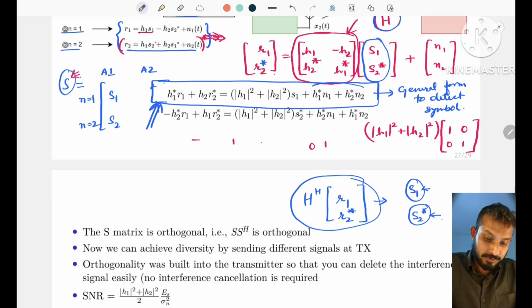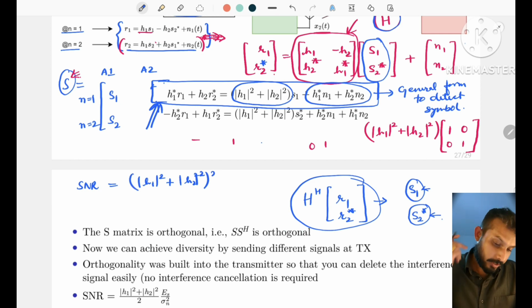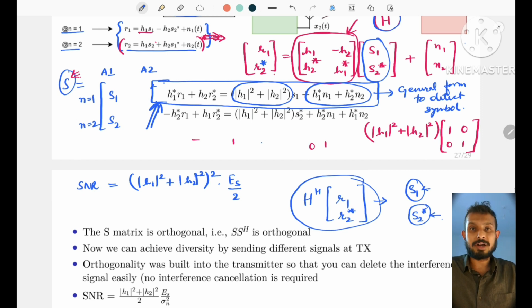So you have noise power, and then corresponding to the signal component, you have this term. So now let us try to write SNR. SNR is mod H1 square plus mod H2 square, then you have to take the square here, and then you have ES by 2. And why by 2? Because we are sending two signals and have a power of ES. So we divide the power among the symbols. So we have ES by 2.